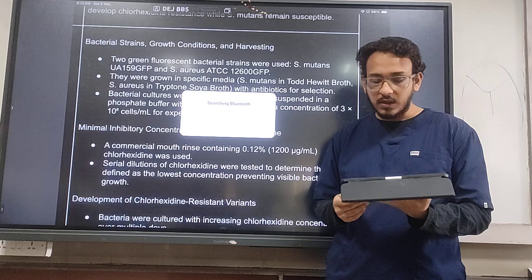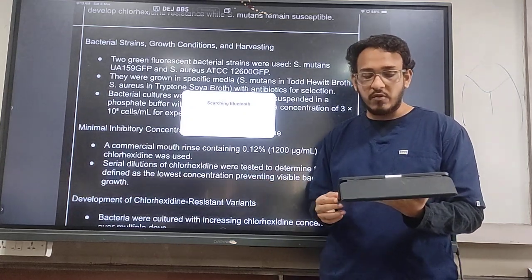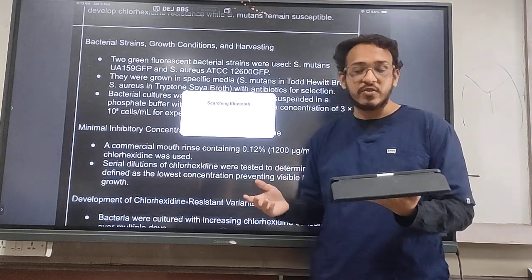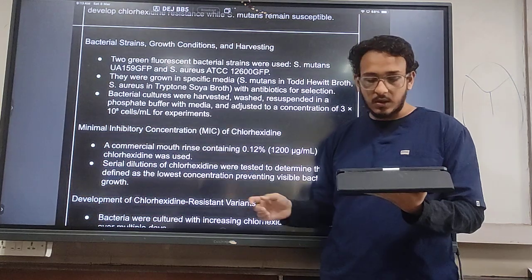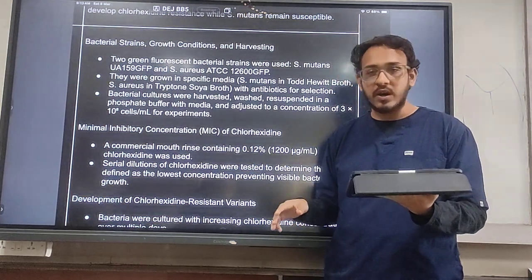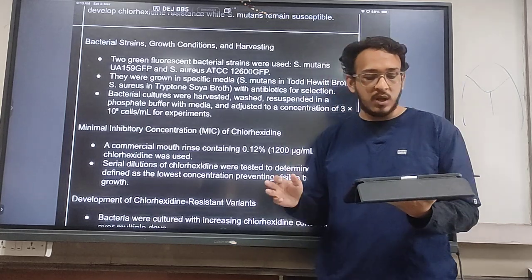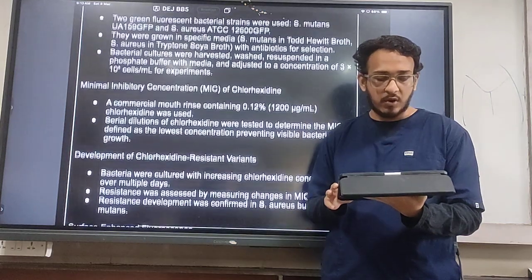So the bacteria were cultured, washed and resuspended in the phosphate buffer media and adjusted to a concentration of 3 into 10⁸ cells per ml for this experiment. So minimal inhibitory concentration for chlorhexidine was found.